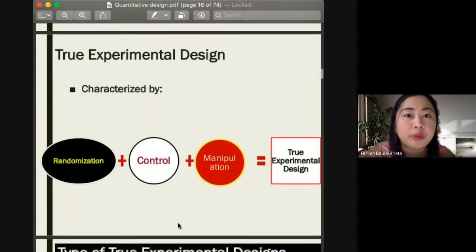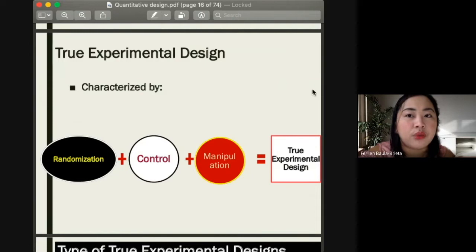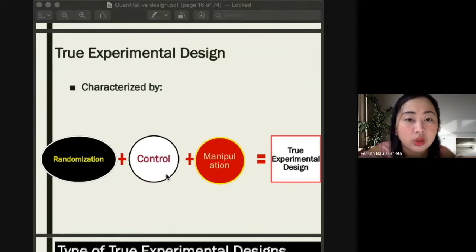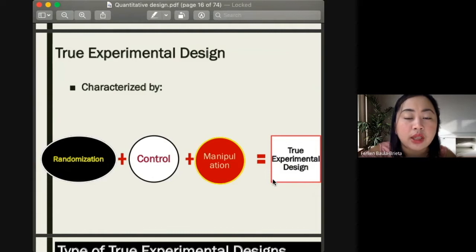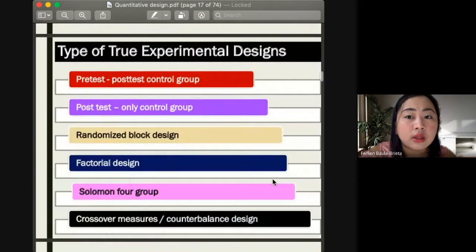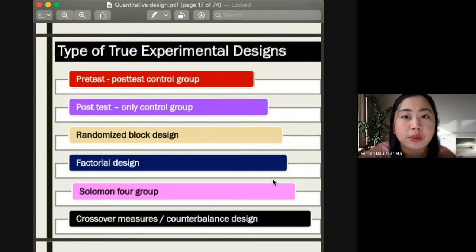So for the true experimental design, it has the characteristics of randomization, control, and manipulation. So that makes it a true experimental design. There are still a lot of examples or specific types of true experimental design. So we have here pre-test, post-test control group, post-test only control group, randomized block design, factorial design, Solomon 4 group, crossover measures, or counterbalance design.